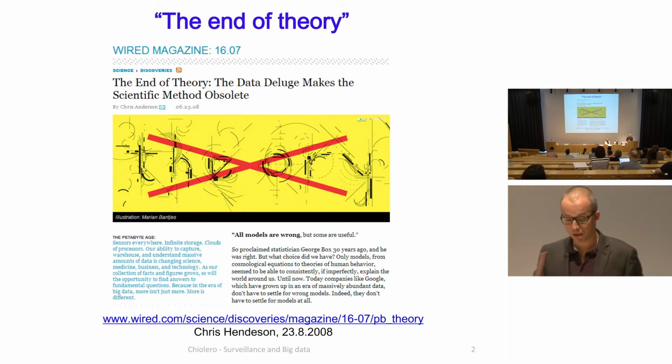Let's begin with these slides. I would say that expectations from big data are huge. Really, big data is everywhere now, and expectations are enormous. According to, for instance, the former editor-in-chief of Wired magazine, big data could change science radically, and this could be the end of theory. The idea behind that is that data speak by themselves. So let's listen to the data.